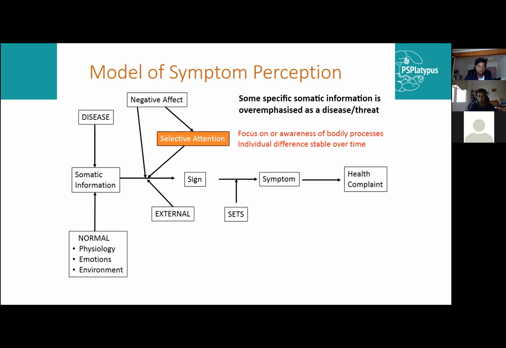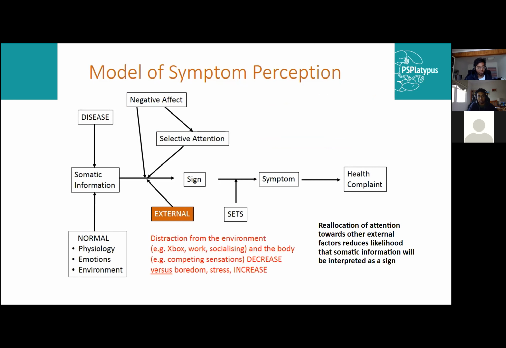And the selective attention as well. So that is some specific somatic information being overemphasized as a disease or a threat, but it's essentially still awareness of bodily processes. So both negative affect and selective attention would enhance somatic information being detected as signs.